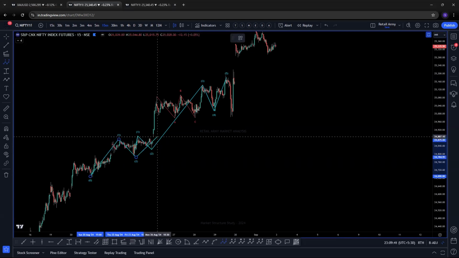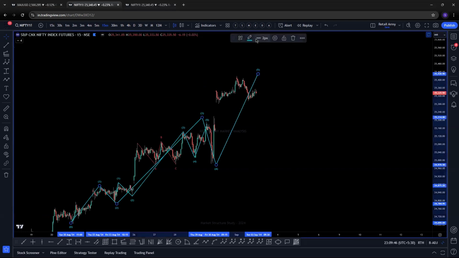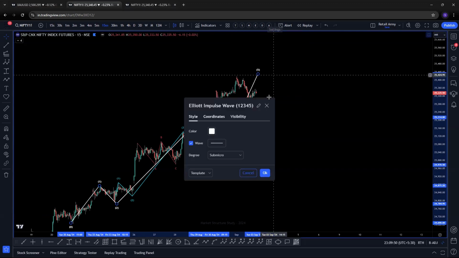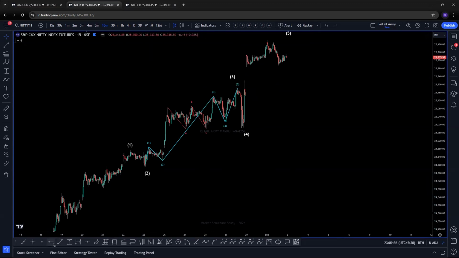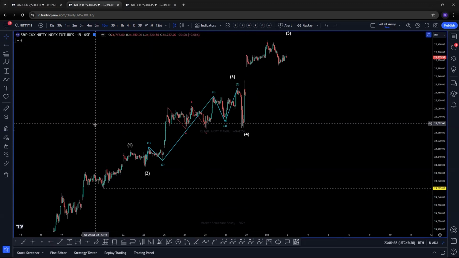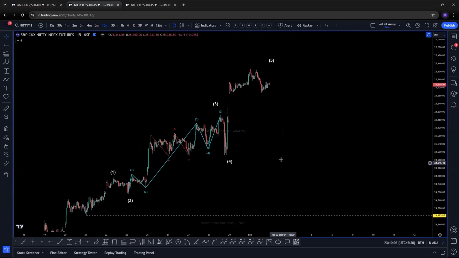This is your 1, 2, 3, 4, 5. This is again the first scenario only. If we're starting only from here, we're not going from anywhere else.